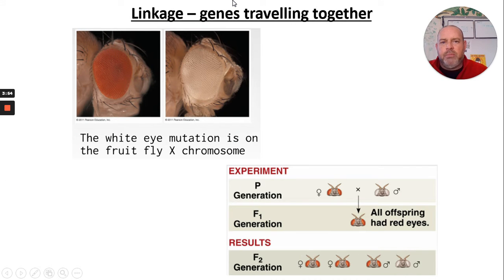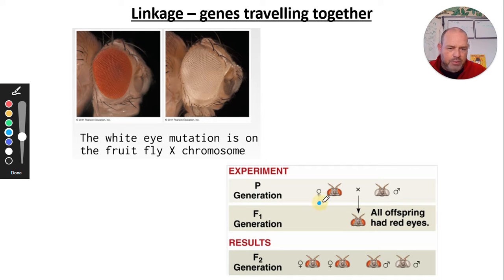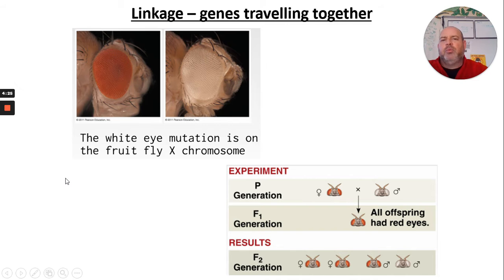So a little bit more on linked genes here. The white eye mutation is on the fruit fly X chromosome, and this is just kind of a normal result, what we would typically see. If you have a red eye and a white eye, and you get all reds, and then you do the self-fertilization or self-crossing, or cross them with like ones, then you're going to get this 3-to-1 ratio, right? 3 reds to the 1 white in the F2 generation, and that's typical. We've seen that ratio happen a couple of times. We looked at that with Mendel's pea plants.